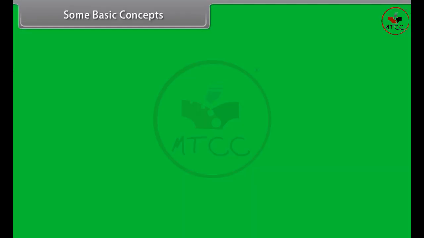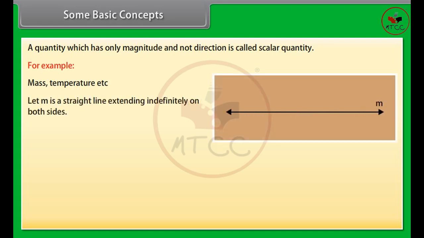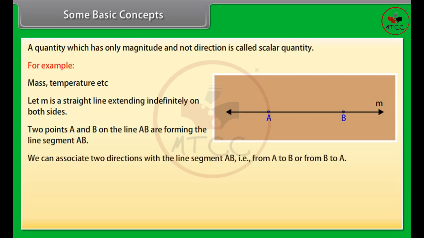Some basic concepts. A quantity which has only magnitude and not direction is called a scalar quantity, for example, mass, temperature, etc. Let M be a straight line extending indefinitely on both sides. Two points A and B on the line are forming the line segment AB. We can associate two directions with the line segment AB, that is from A to B or from B to A.